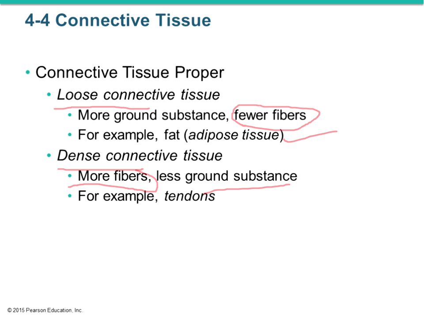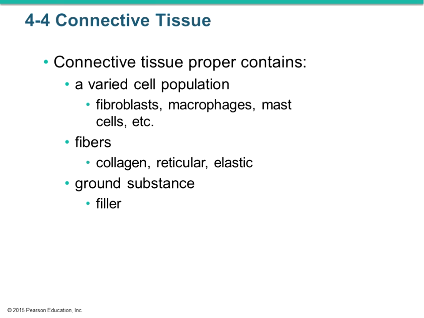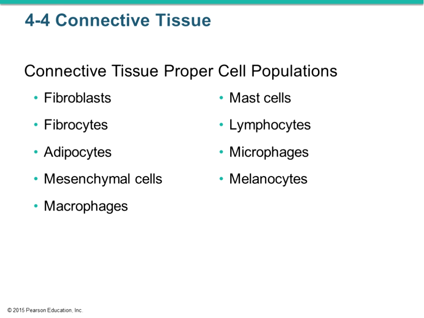So a good example of loose connective tissue would be adipose tissue, right? Whereas tendons would be a nice example for dense connective tissue. In this connective tissue proper category, we're going to see, as I said, a nice variety of different types of cells, but we're also going to see fibers and this sort of background matrix or ground substance. All right? So let's briefly take a look at these characteristics and see what they're all about.